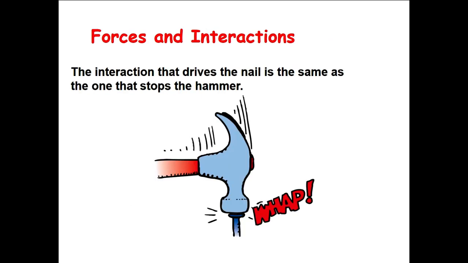Another example, a hammer hits a nail. There are two objects in the picture, a hammer and a nail. Now there is a pair of forces in the picture also, because the hammer hits the nail and drives it down, and the nail will hit back the hammer and will stop it. So that's an interaction with two forces in the picture.